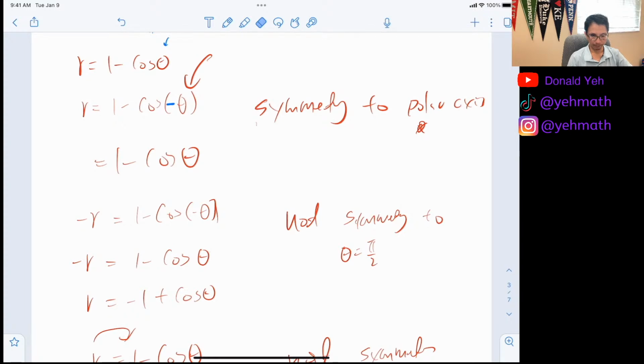So you plug in negative theta and then plug in negative r to check each thing. In this case, if you want to see if they are symmetric to pi/2, you plug in negative r and negative theta and see if it goes back to the original state. If it goes back to the original state, that's a symmetry.